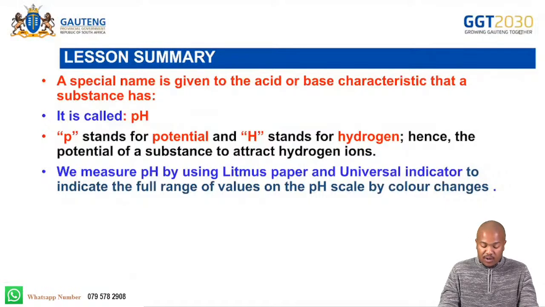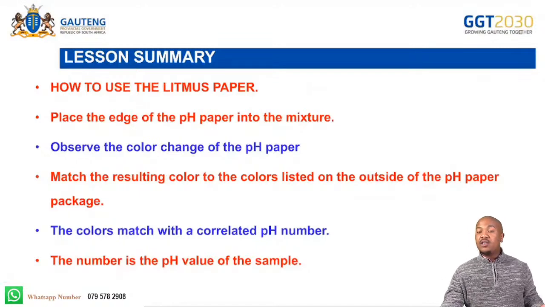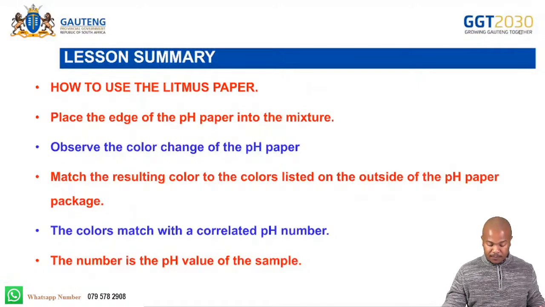And we said that we measure pH by using litmus paper and universal indicator to indicate the full range of values on the pH scale by color changes, right? So this is how we use the litmus paper. We place the edge of the litmus paper into the mixture. We observe the color change of the litmus paper. Then we match the resulting color to the colors listed on the outside of the pH paper package.